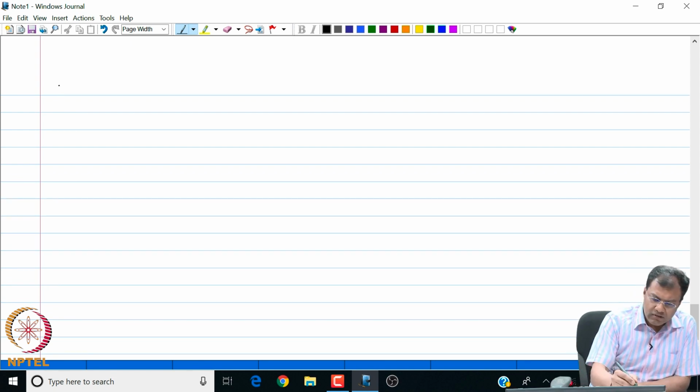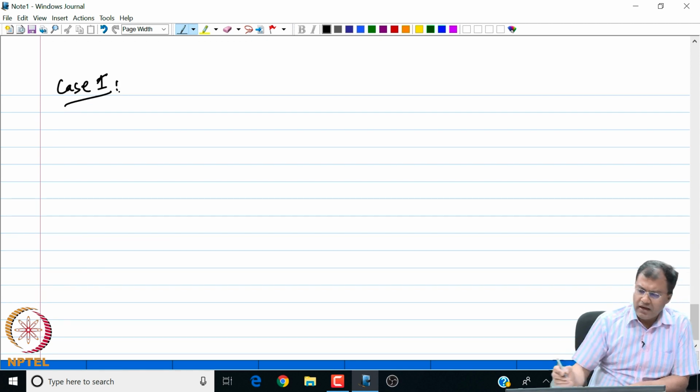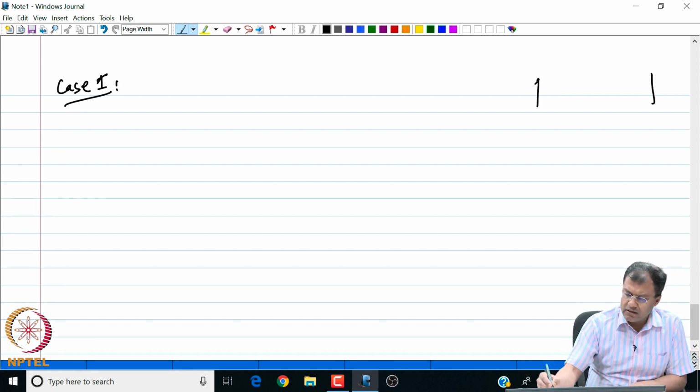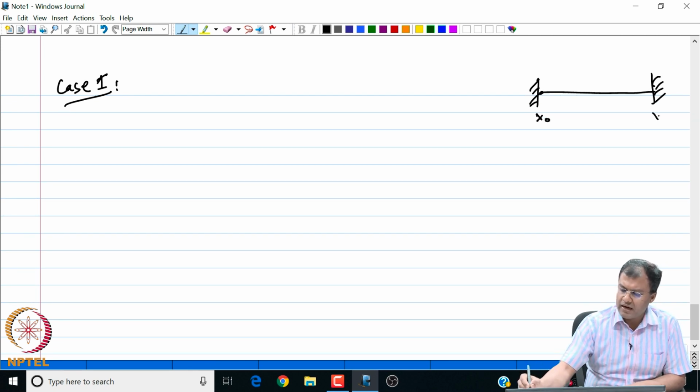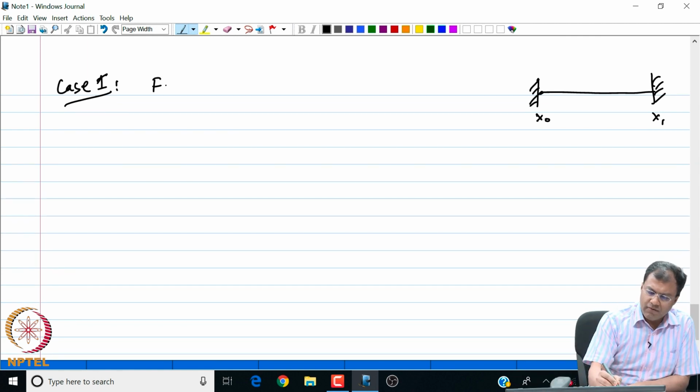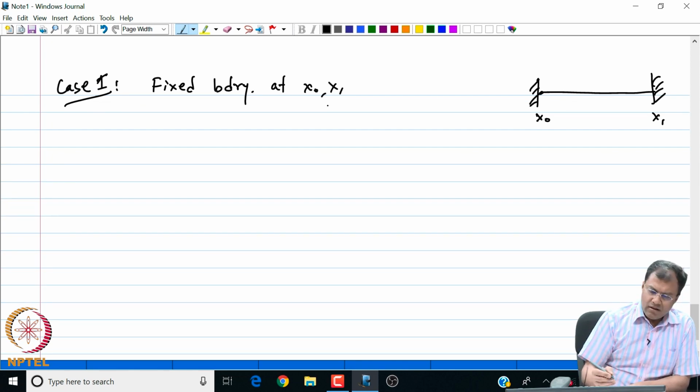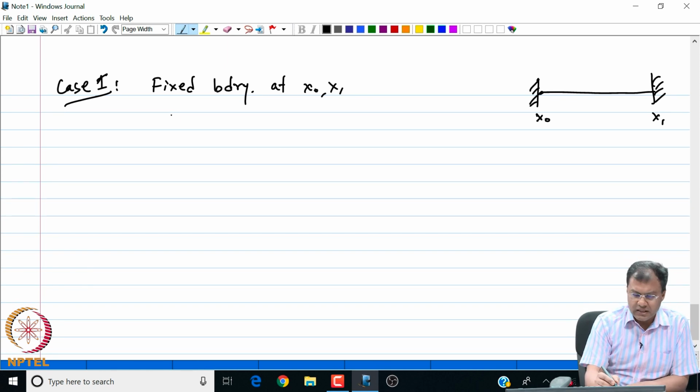So, let us look at the simplest case. The first case, we can have a beam which is doubly clamped, or the beam is clamped at x equal to 0 and at x equal to 1. So, which means that we have a fixed boundary at x 0 and x 1. So, this is my standard fixed point boundary condition problem.